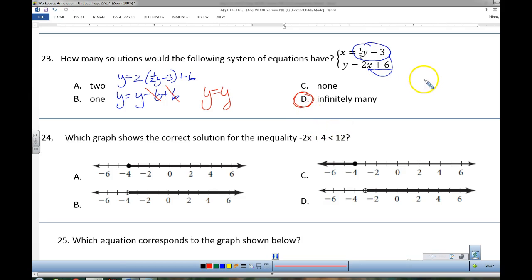What this really means is that you got two lines and they're just drawn right on top of each other. Two lines drawn on top of each other. They meet together an infinite number of times.